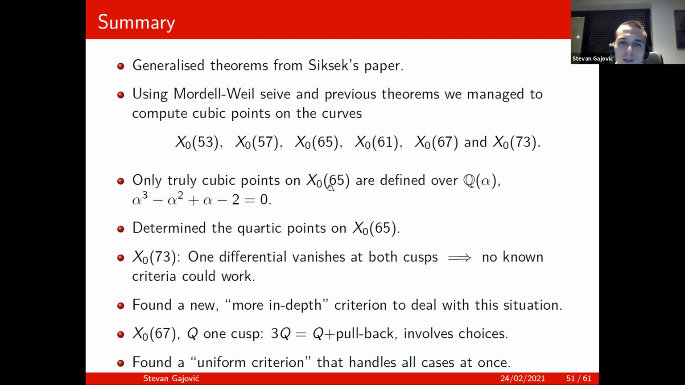And for example, X naught 65 doesn't have cubic points, well, truly cubic points, unless the cubic field is this one. So for all others, we don't have an elliptic curve over that cubic field with a 65 torsion, and that is something interesting, I think. And maybe yes, I will not talk about non-abelian Chabauty. I will stop. And thank you for your attention.